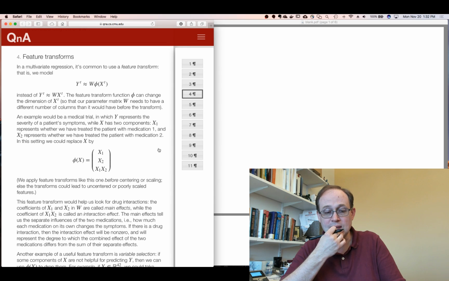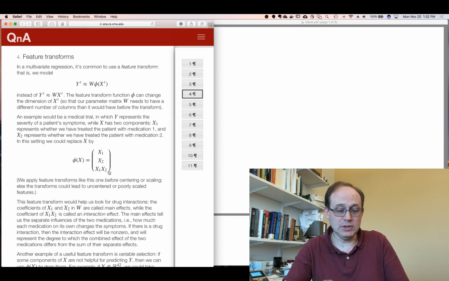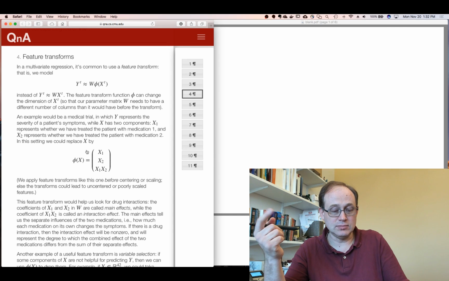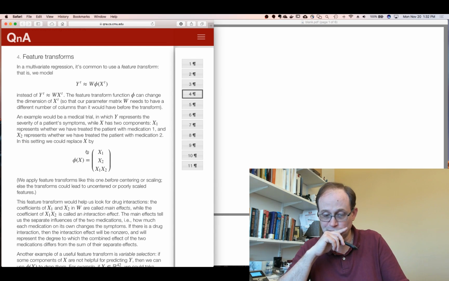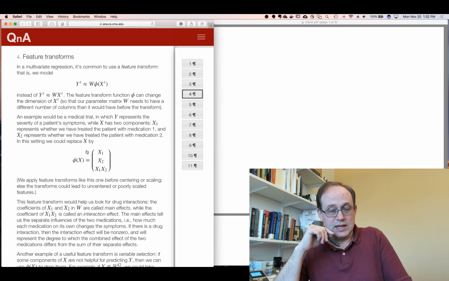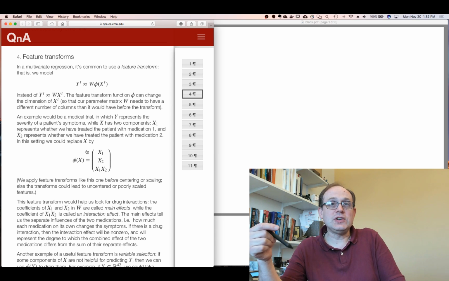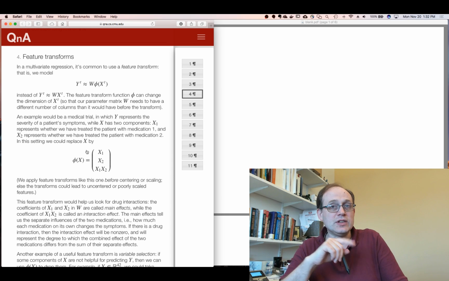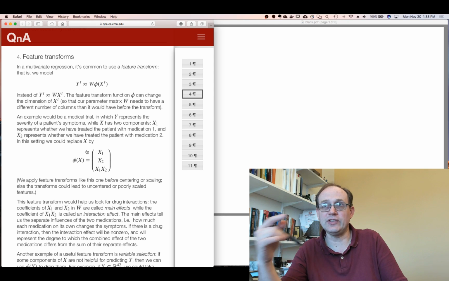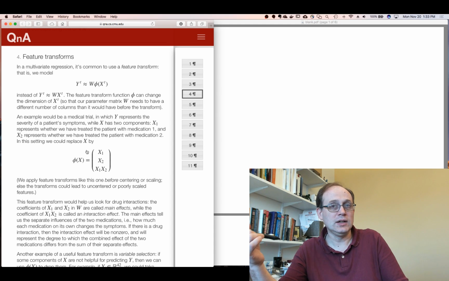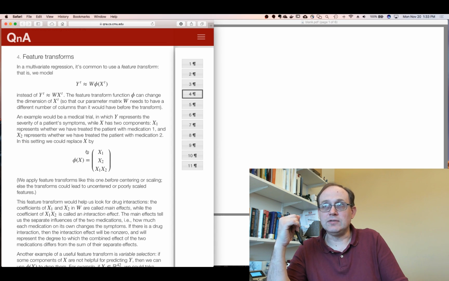For example, here's a very simple feature function, phi of x, which starts from 2 components of x and makes 3 components: it just copies over the first 2 and adds the product. The key thing about a feature transform is that we just do it at the beginning, before we even start doing the pre-processing steps for our regression, like centering or scaling the variance of our features. So it's like you just set it and forget it, right?